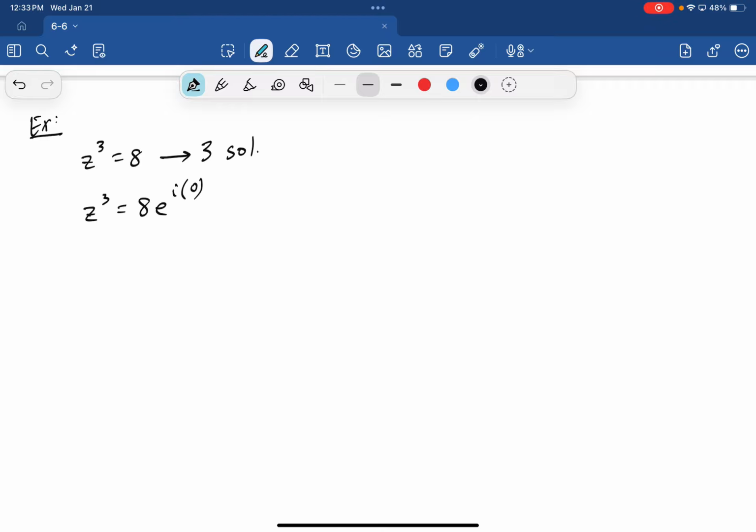Wait, if it weren't on the positive axis, would it be like 180? No, I mean, if you graph it, 8 is here. That has an angle of 0.